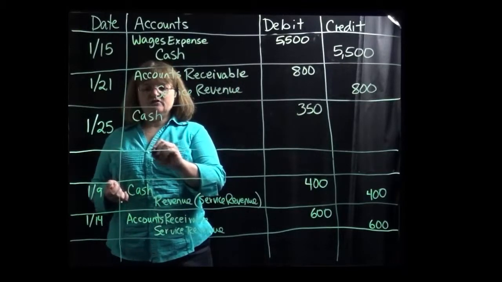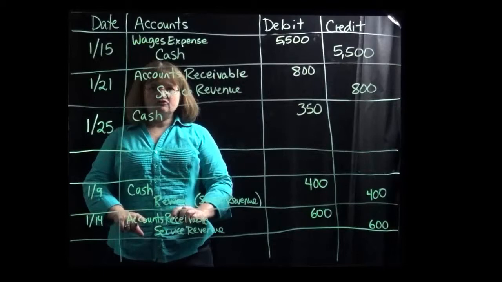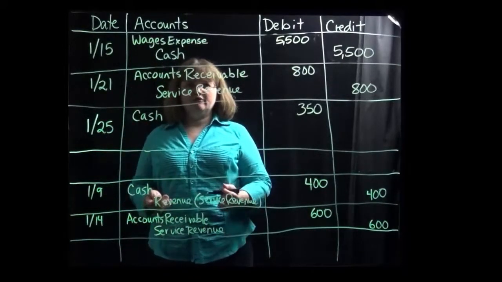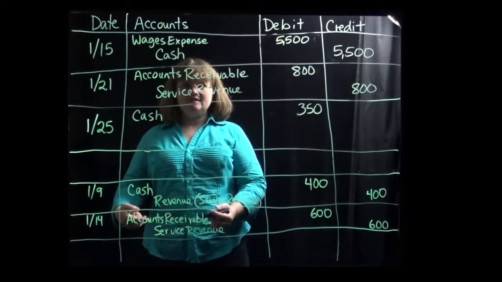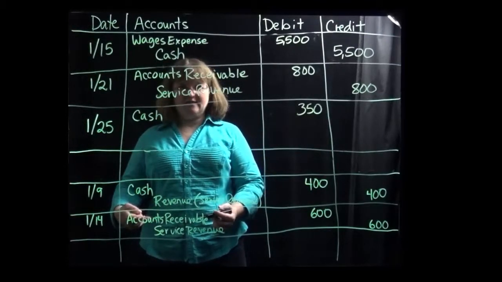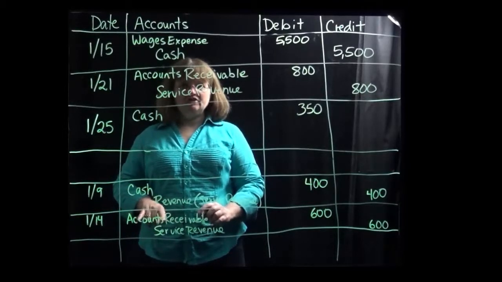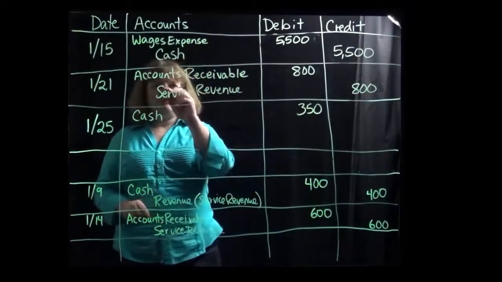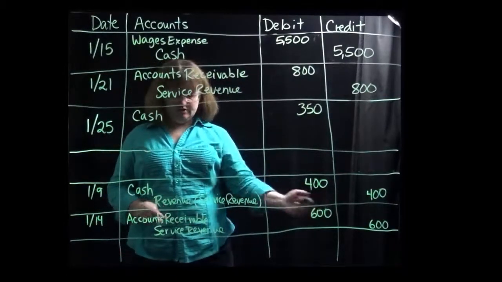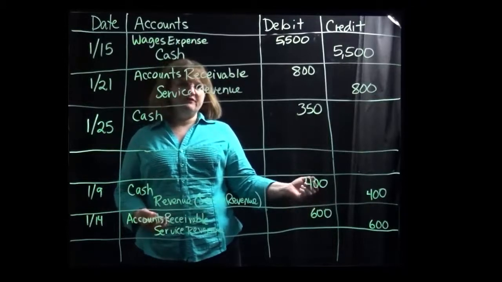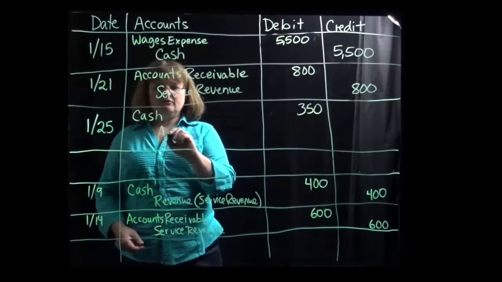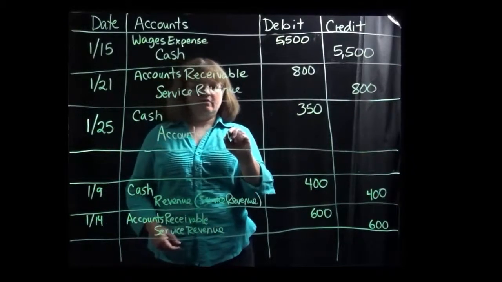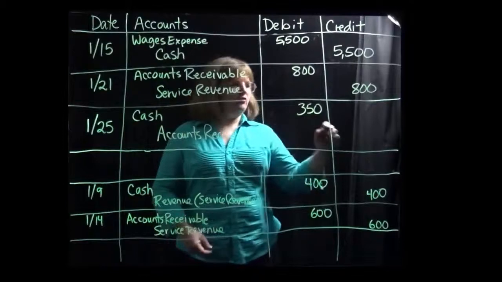So instead of crediting service revenue, remember that this accounts receivable was just a timing difference between receiving the cash and recording the revenue. So now that we've received some of that accounts receivable as cash, we don't have as much of a timing difference or as much of that asset that we call accounts receivable left. So instead of having $600 in receivable, we now only have $250 in receivable. So we're going to credit the accounts receivable for $350.